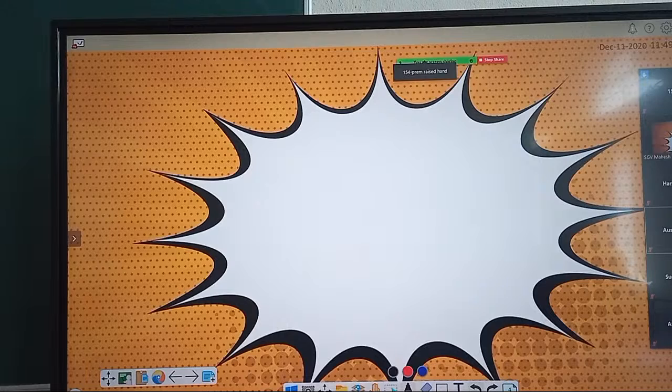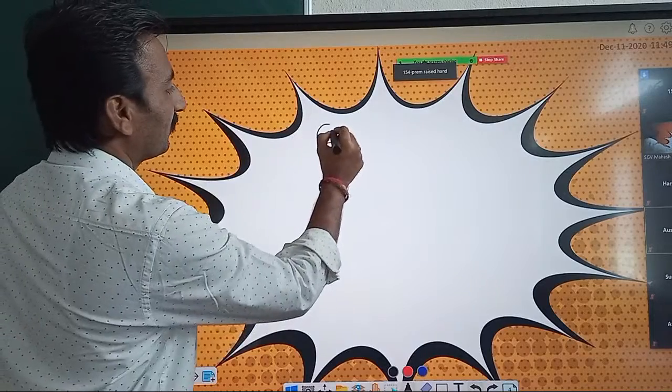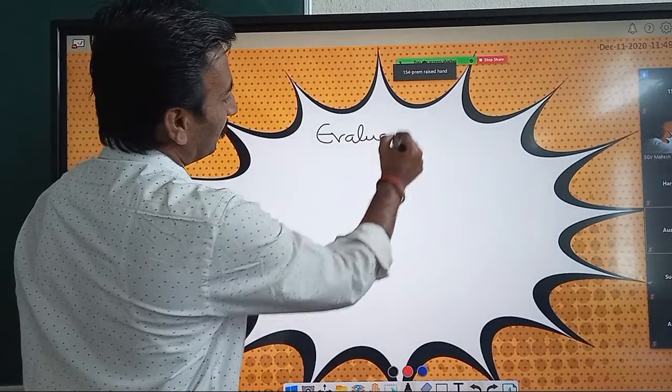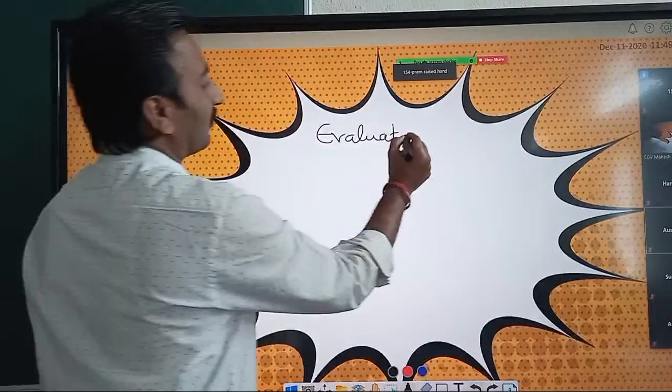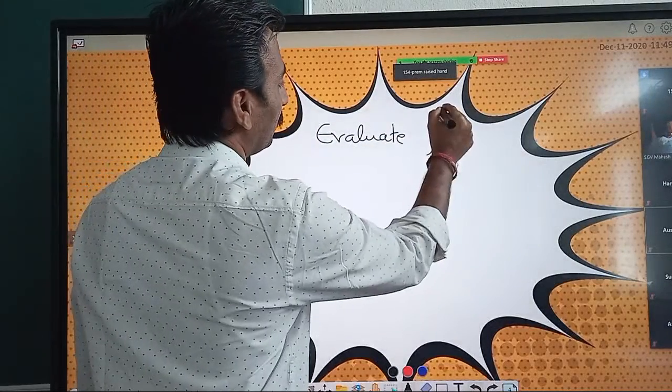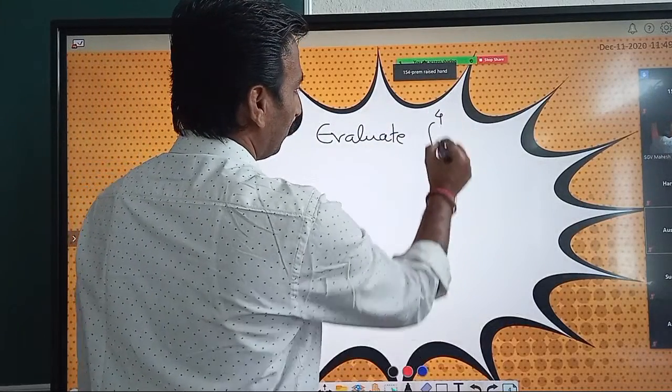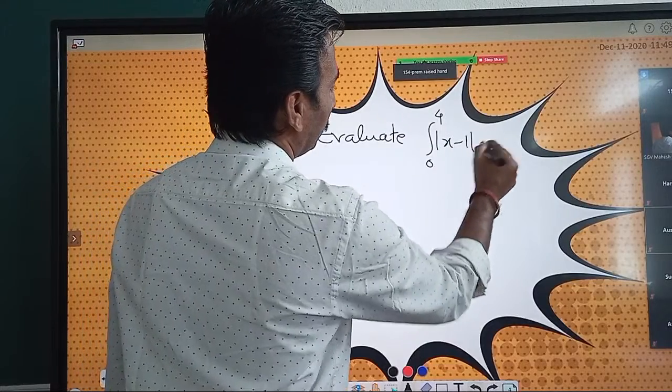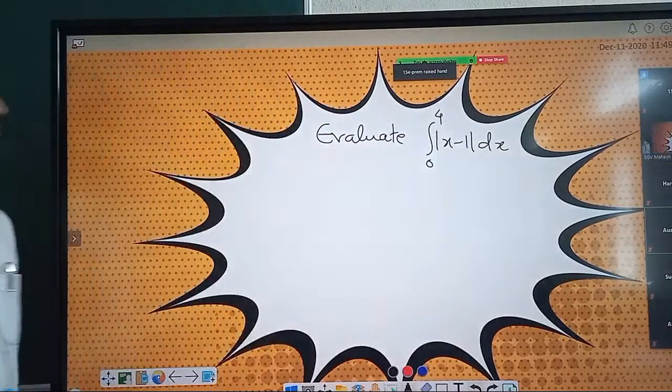Now this is a good problem. Evaluate the integration from 0 to 4 of the modulus of x minus 1 dx. Beautiful, right?